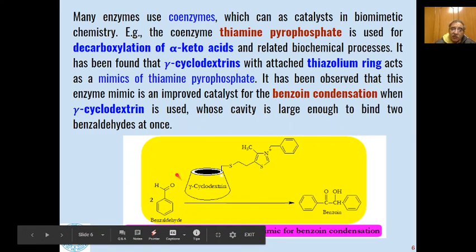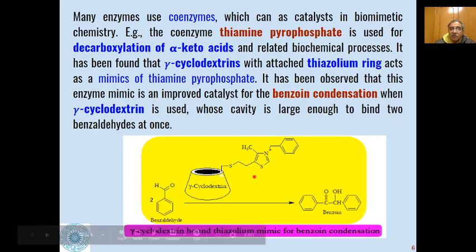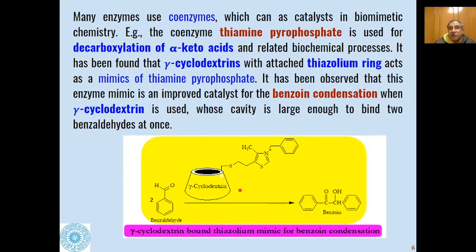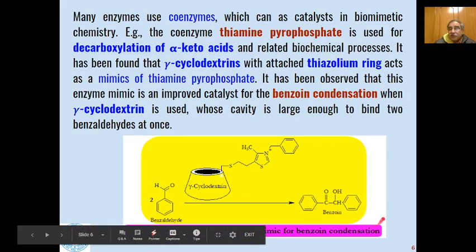So the most common example of using these as mimics is benzoin condensation. Two benzaldehyde molecules are catalyzed by this mimic of thiamine pyrophosphate to give us benzoin as the product.